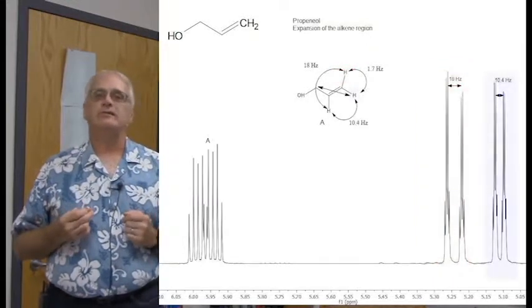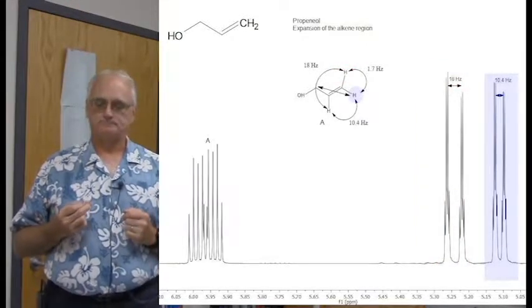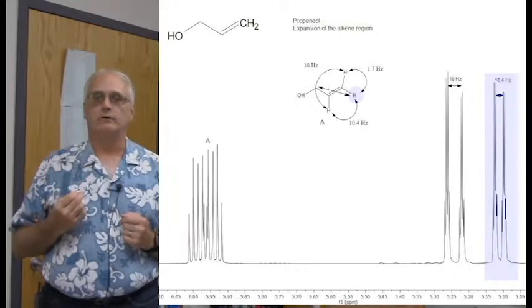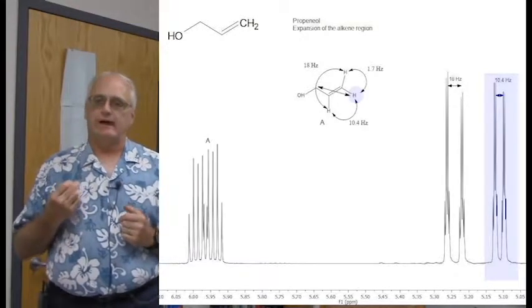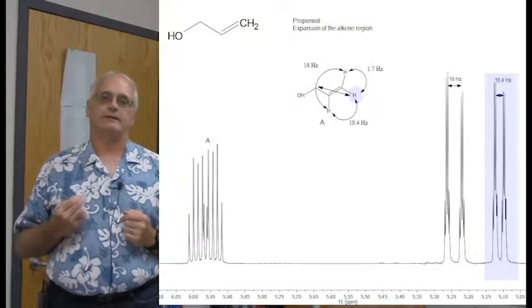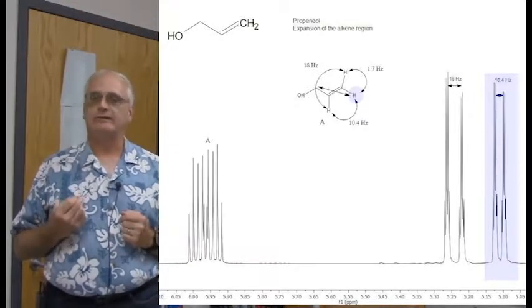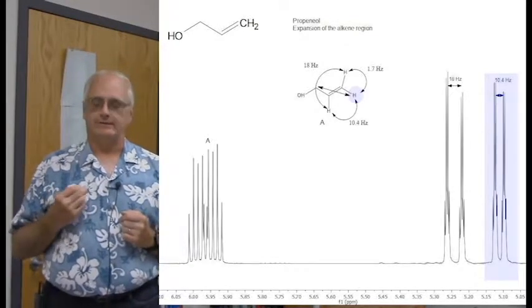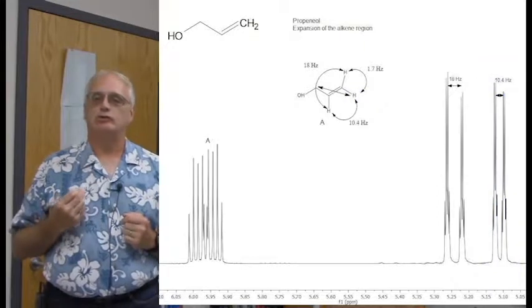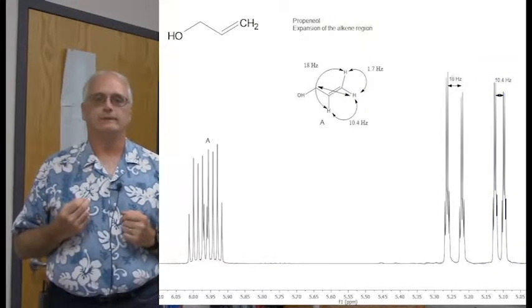Over here we see the cis proton. It is a big doublet. It looks like a doublet of quartets. Once again, it's not as widely separated. Here we see about a 10.4 Hertz cis coupling constant, large, but not as large as the trans coupling constant. So here are the two protons of the CH2 group, nicely separated from each other.